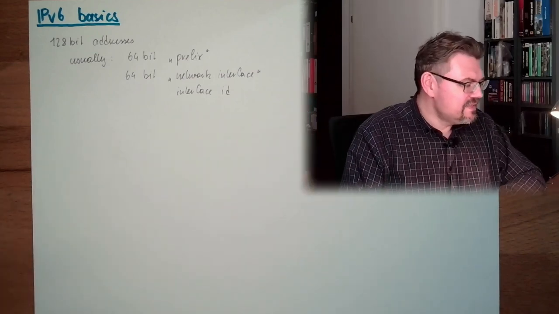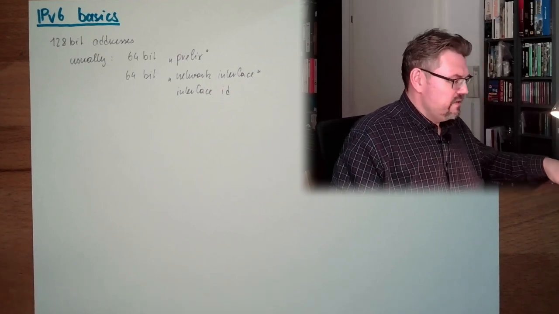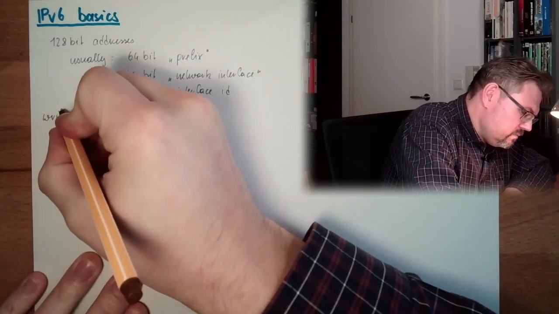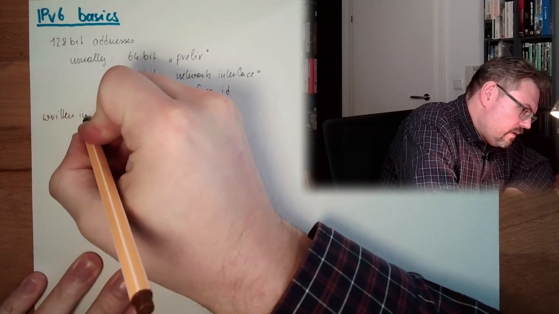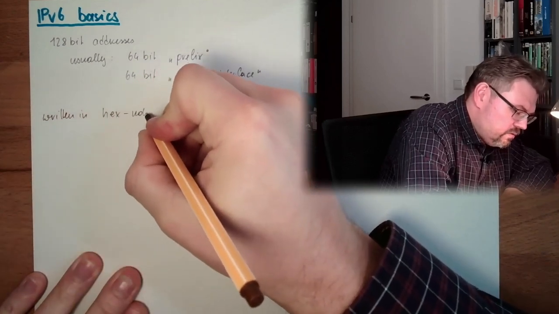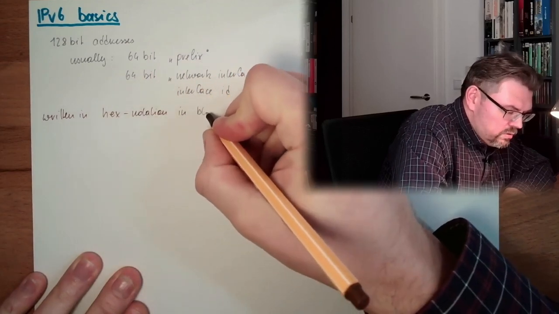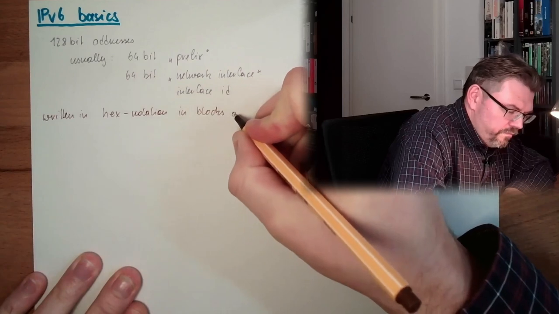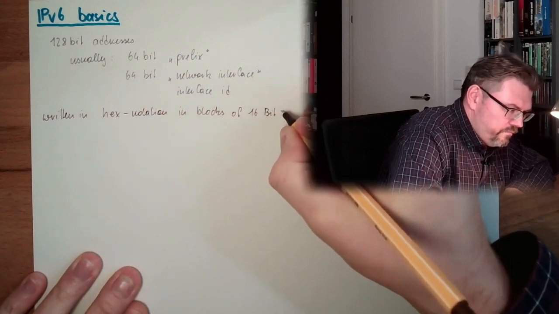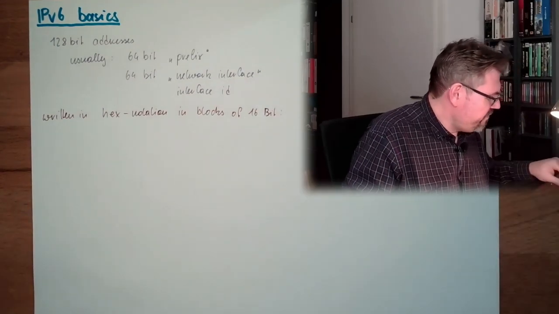So how is this notated? Usually it is written in hexadecimal notation in blocks of 16 bit. Let's say we do have the address.